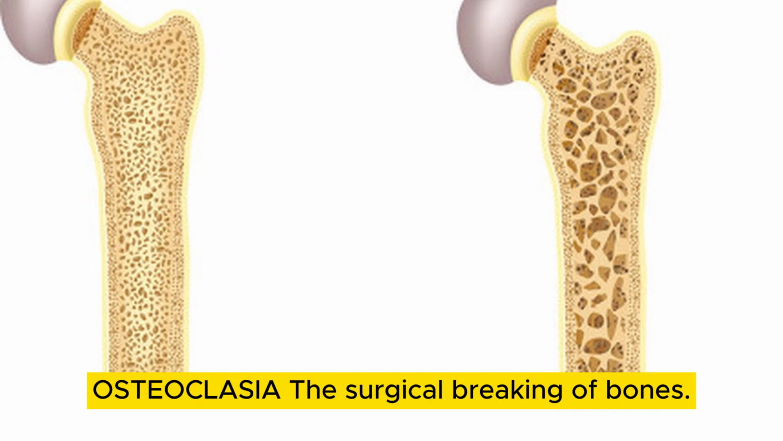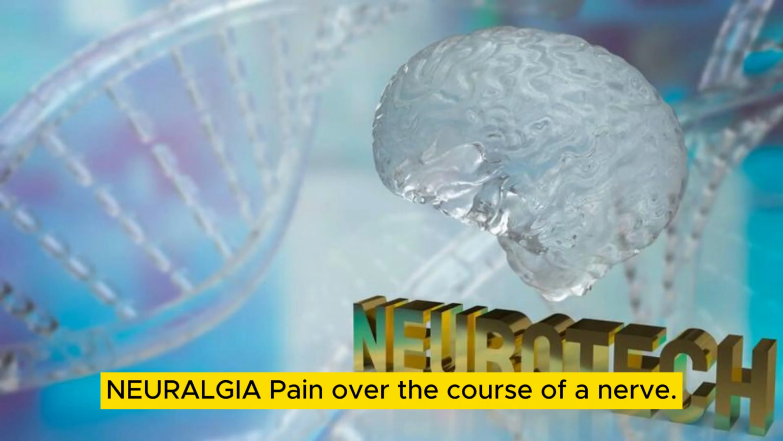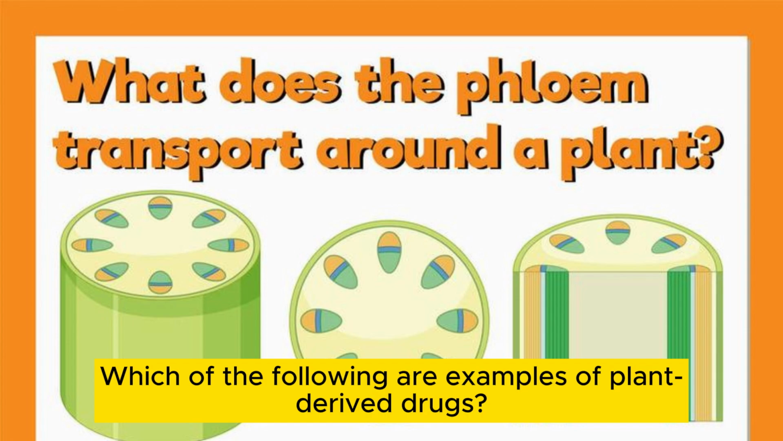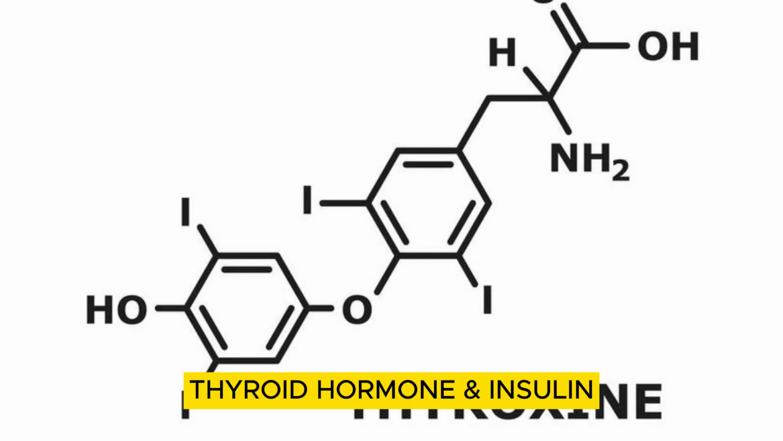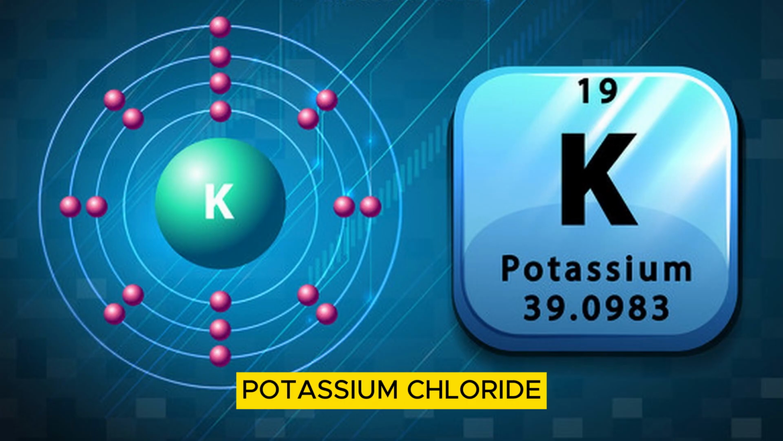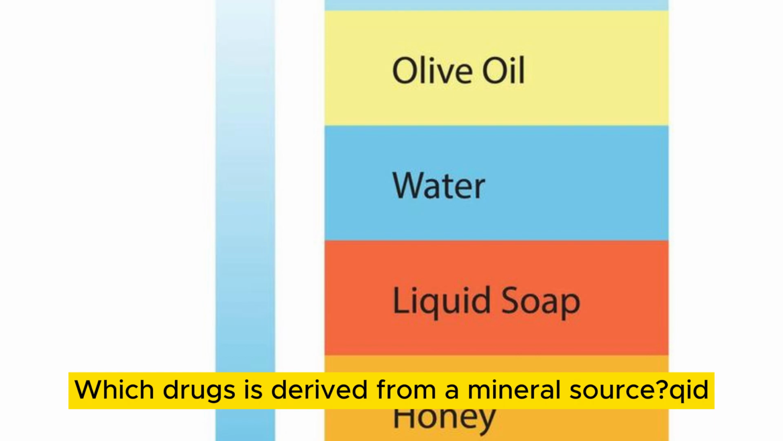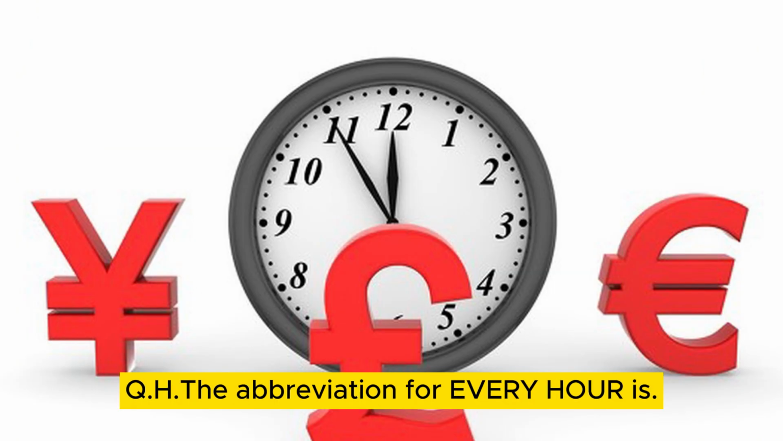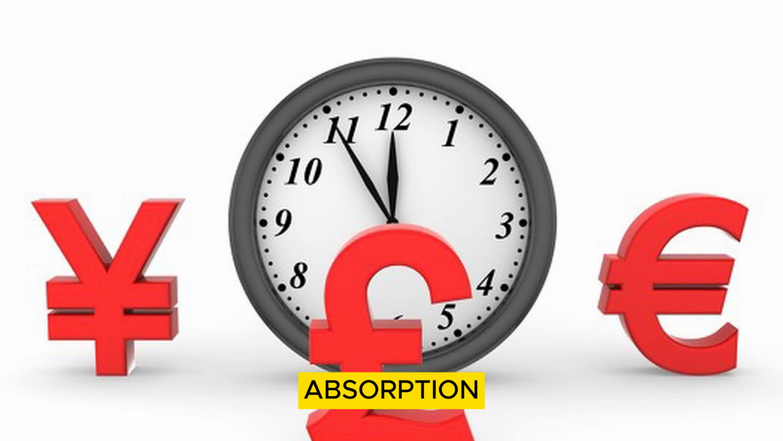Osteoclasia: the surgical breaking of bones. Neuralgia: pain over the course of a nerve. Digitoxin and quinine: which of the following are examples of plant-derived drugs? Thyroid hormone and insulin: which of the following are drugs derived from animal substances? Potassium chloride: which drug is derived from a mineral source? QID: the abbreviation used to indicate that a medication should be given 4 times a day. QH: the abbreviation for every hour.